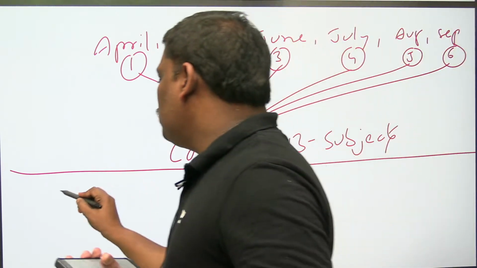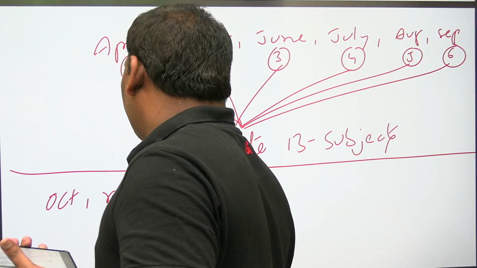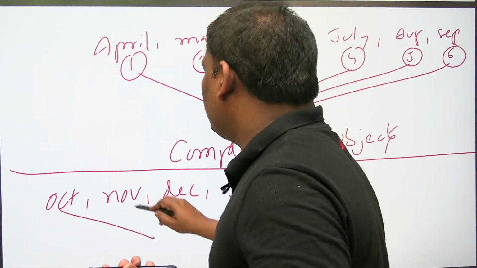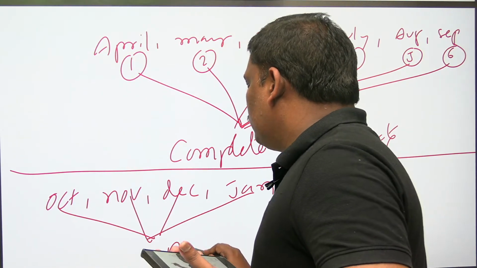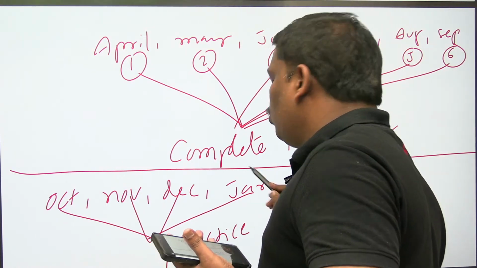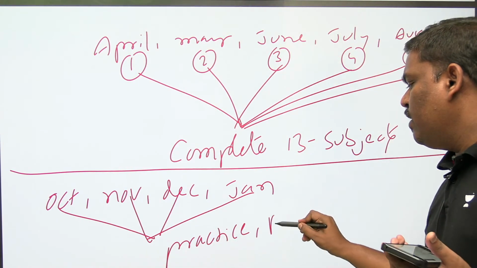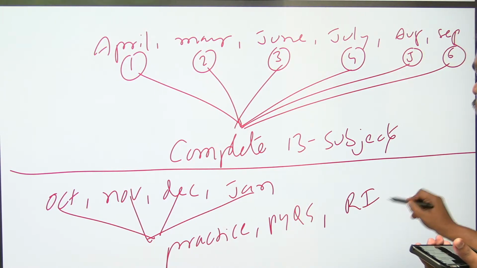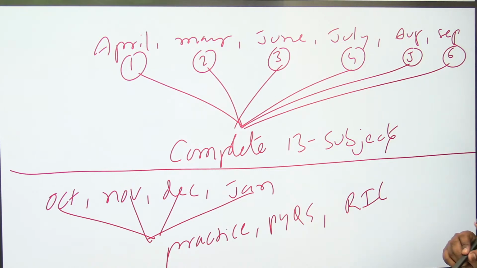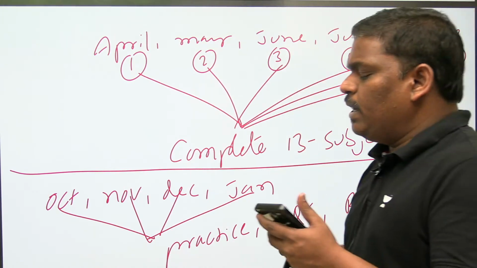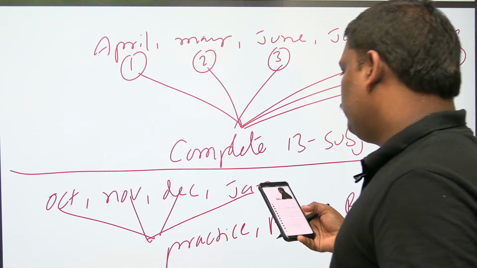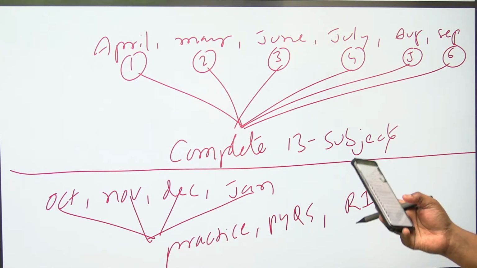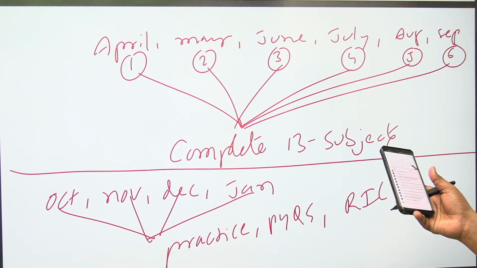Next, see this one: October, November, December, January. In these 4 months, do practice, solve PYQs, and go for a rank improvement course. In the last 4 months, practice, solve PYQs, and take the rank improvement course.